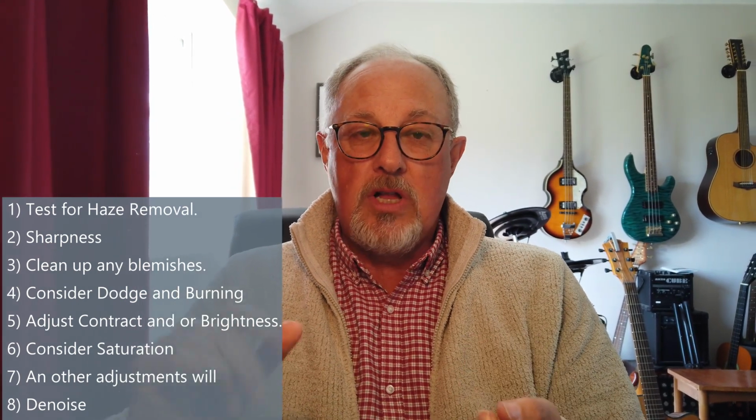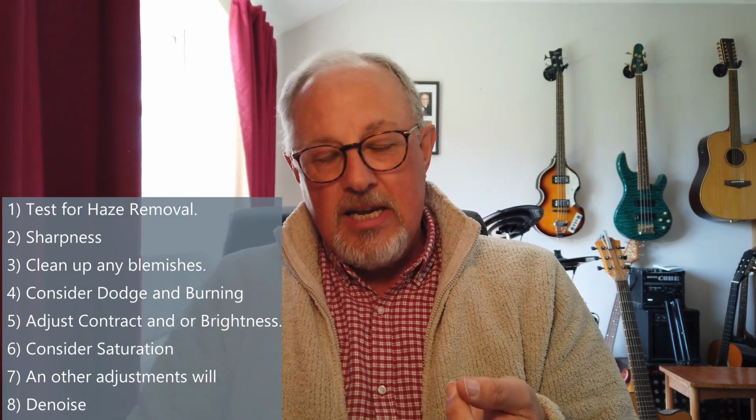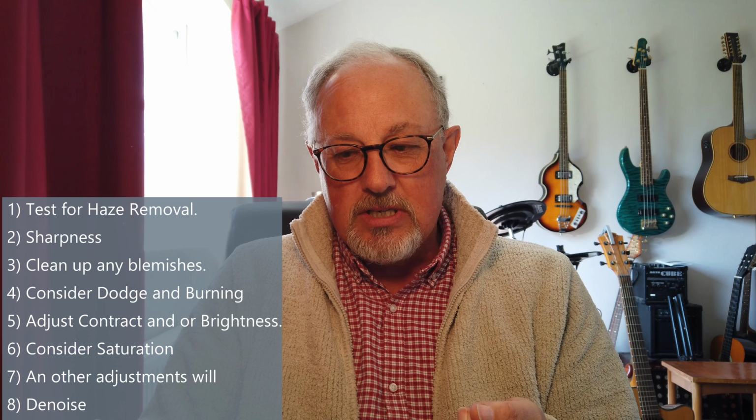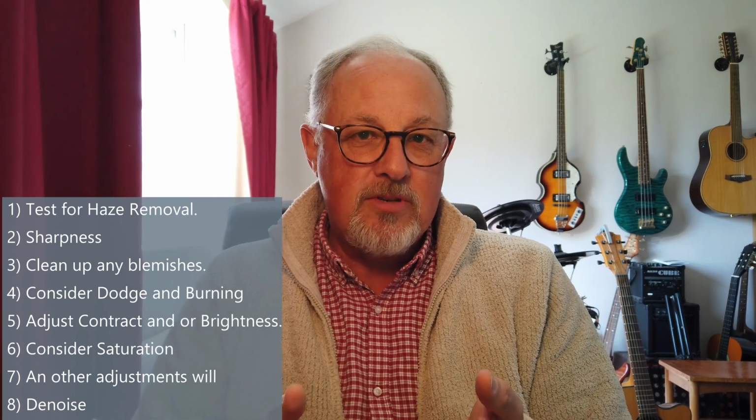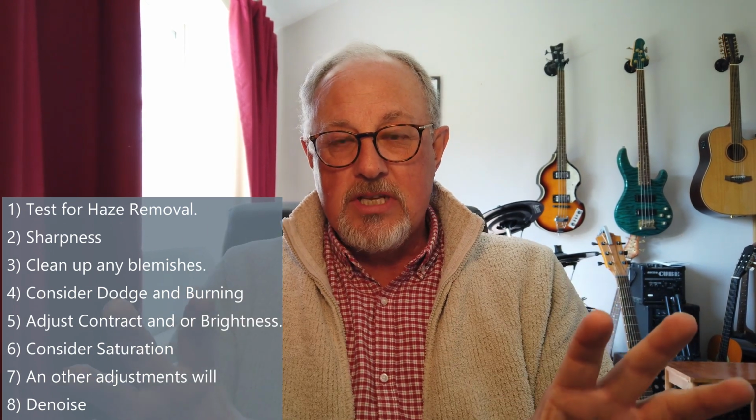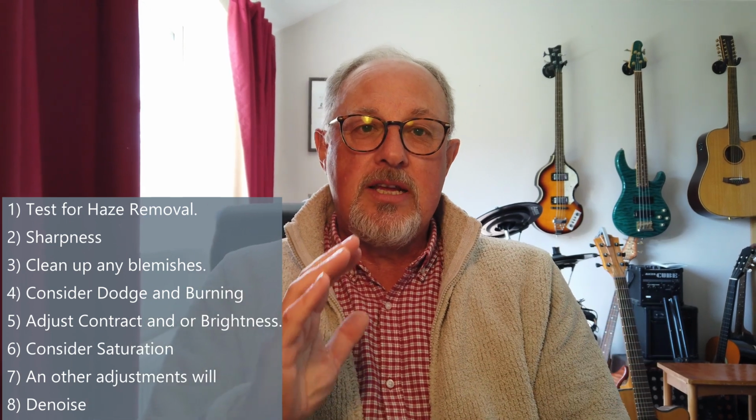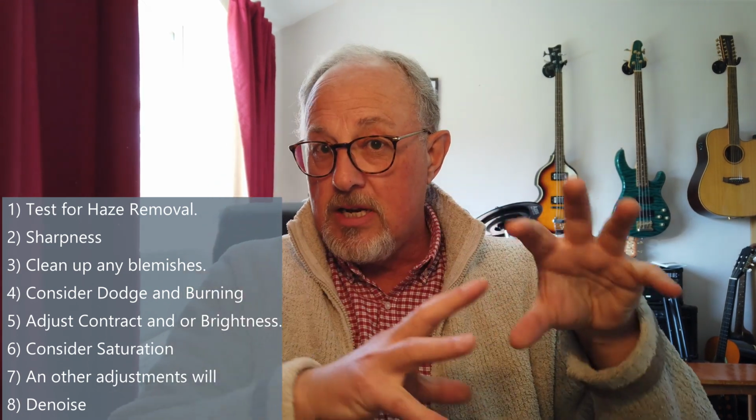So I do haze removal, I do sharpness because I can't trust my eyes through the lens, and more often than not, I haven't focused properly. I look for cleaning up any blemishes on my images, because I might have some flecks of dust on a sensor, which reminds me to get the sensor cleaned. Once I've got those things out of the way, I look at the image and think, do I need to consider dodge and burn? Have I got an overexposed area and an underexposed area? Can I use dodge and burn to level it out?